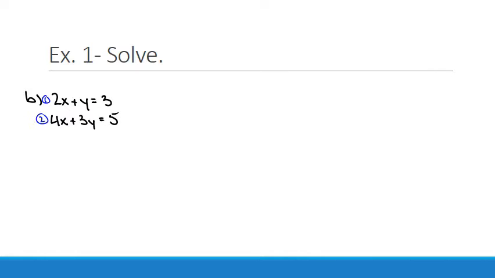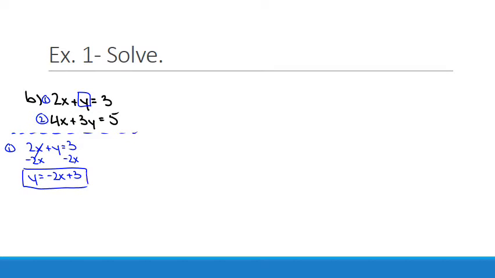Here are my two equations. Again, if you ever see a lone variable, that would be the thing to target. So I see this y right here. That is what I want to isolate, and then I will replace the y in the second equation with whatever expression I come up with. So for equation 1 here, 2x plus y equals 3, I'm going to subtract 2x, y equals negative 2x plus 3. That is my new equation, so I'll call that equation 3.